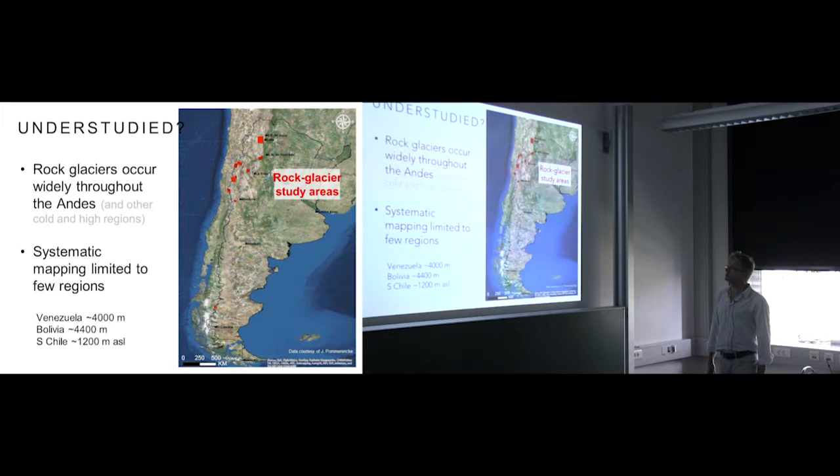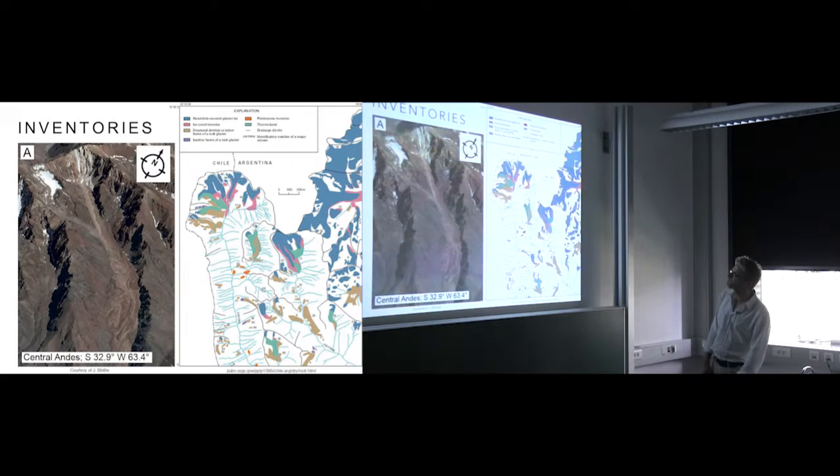Several groups have looked at this. These are some of the rock glacier study areas in parts of the Andes, okay, also here down in Patagonia. So they occur widely, but systematic mapping is really limited. It's just really at the start of being researched, okay? Permafrost community is large, and a lot of people work on rock glaciers, but there's many, many more to be mapped. So what people do, they use high-resolution satellite imagery.